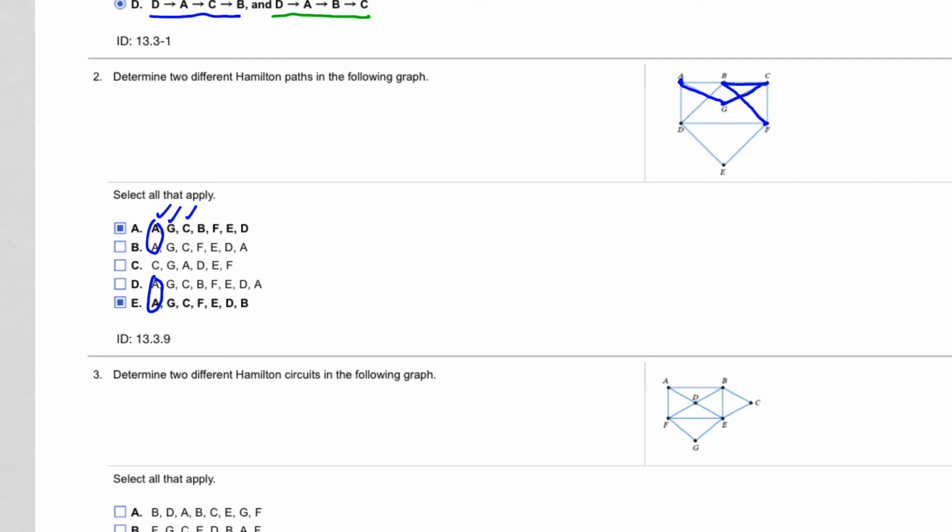And then from F, goes to E. And then goes to D. Okay, so that one's this one right here. Okay, this is incorrect because it goes back to A. That would be a Hamilton circuit, not a Hamilton path.